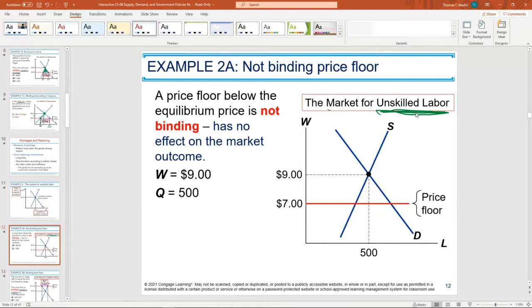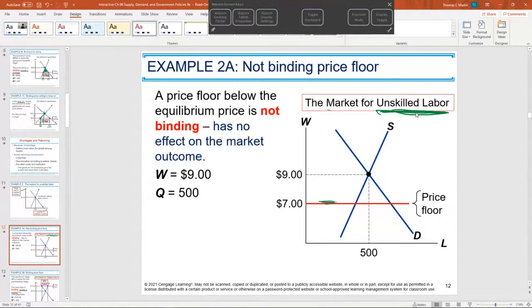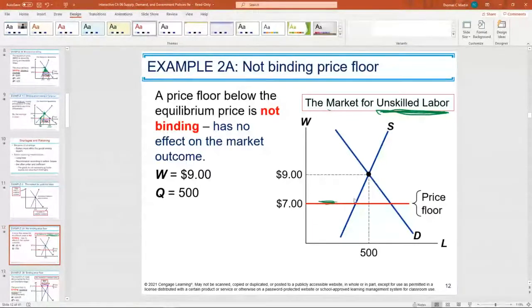But if you look at this situation, where the price for minimum wage is 7 and the market rate is 9, the market rate exceeds the price floor. Therefore, it's non-binding. Now, some roles are reversed when we look at wages, minimum wage.